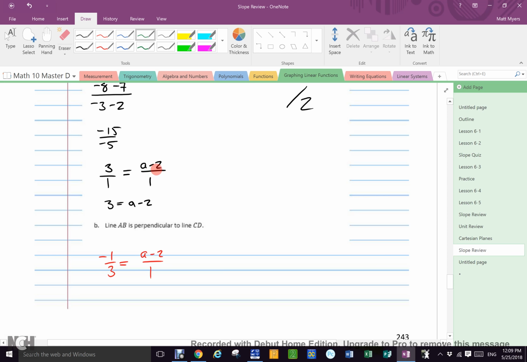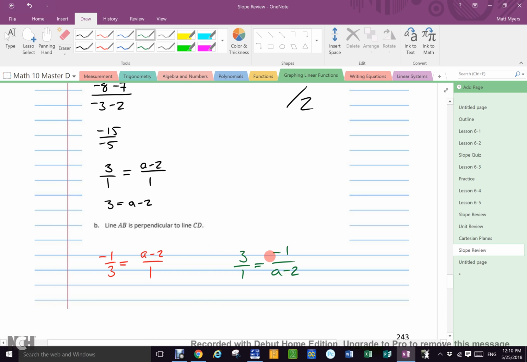Can I flip this side? No. If this side flips, I don't flip this side. Well, what if I flip this side? Then I don't flip the other side. I would go 3 over 1 equals negative 1 over a minus 2. And when you did the algebra, you would find they both get you the same answer.